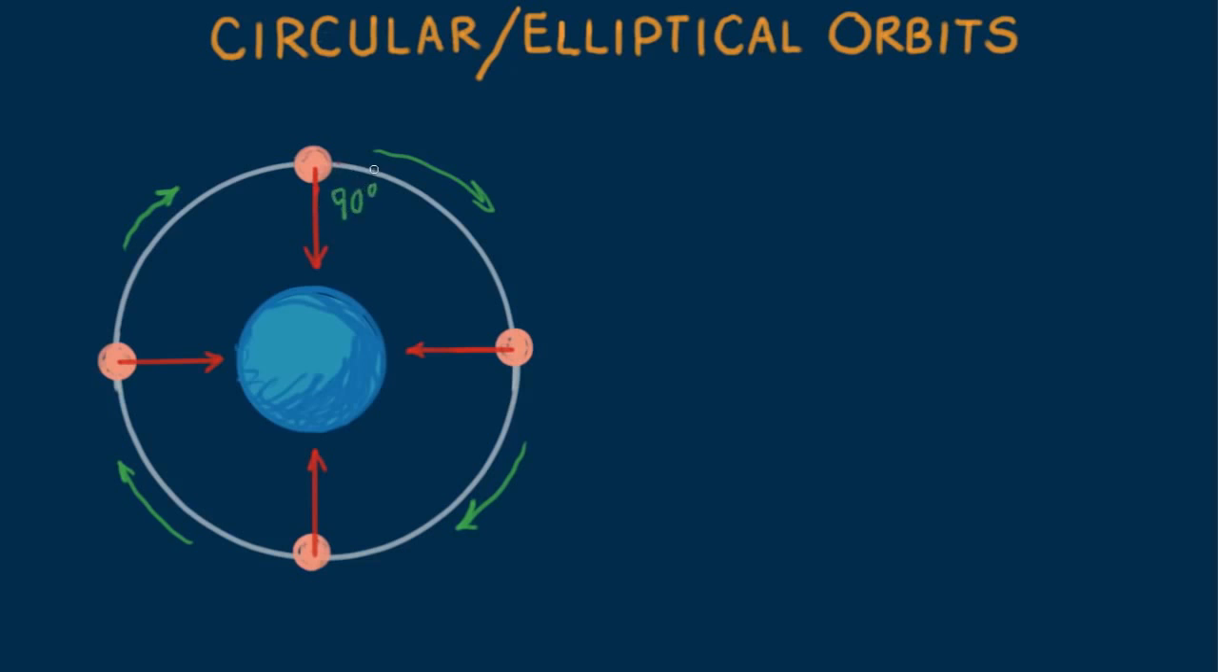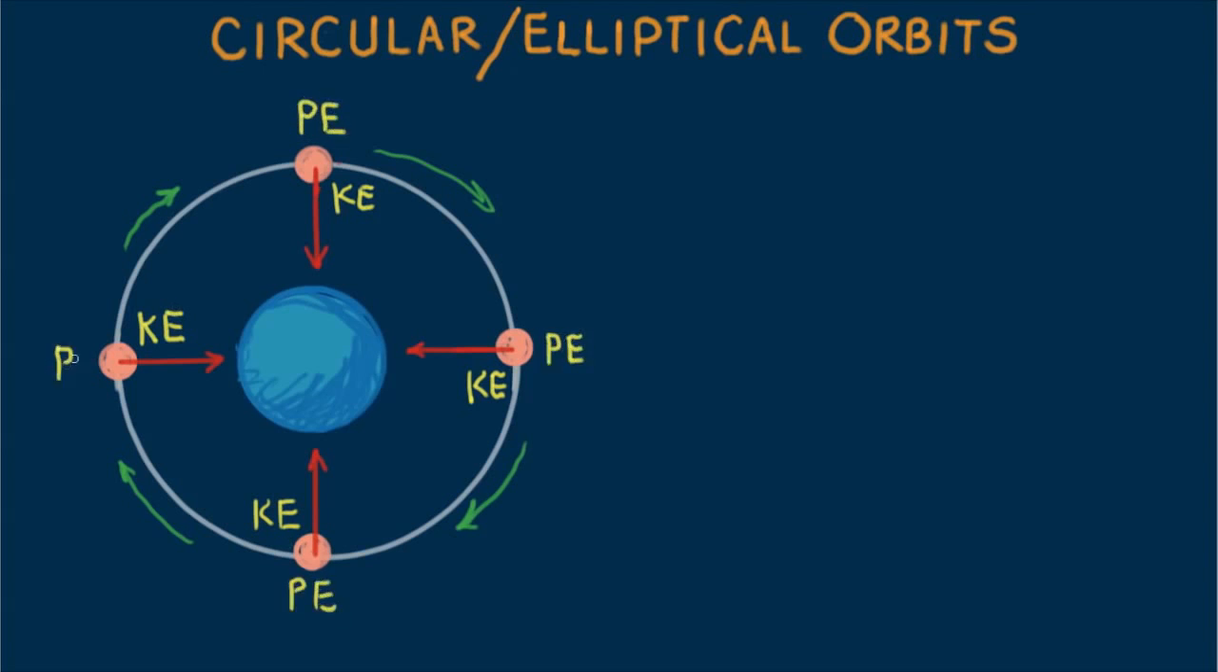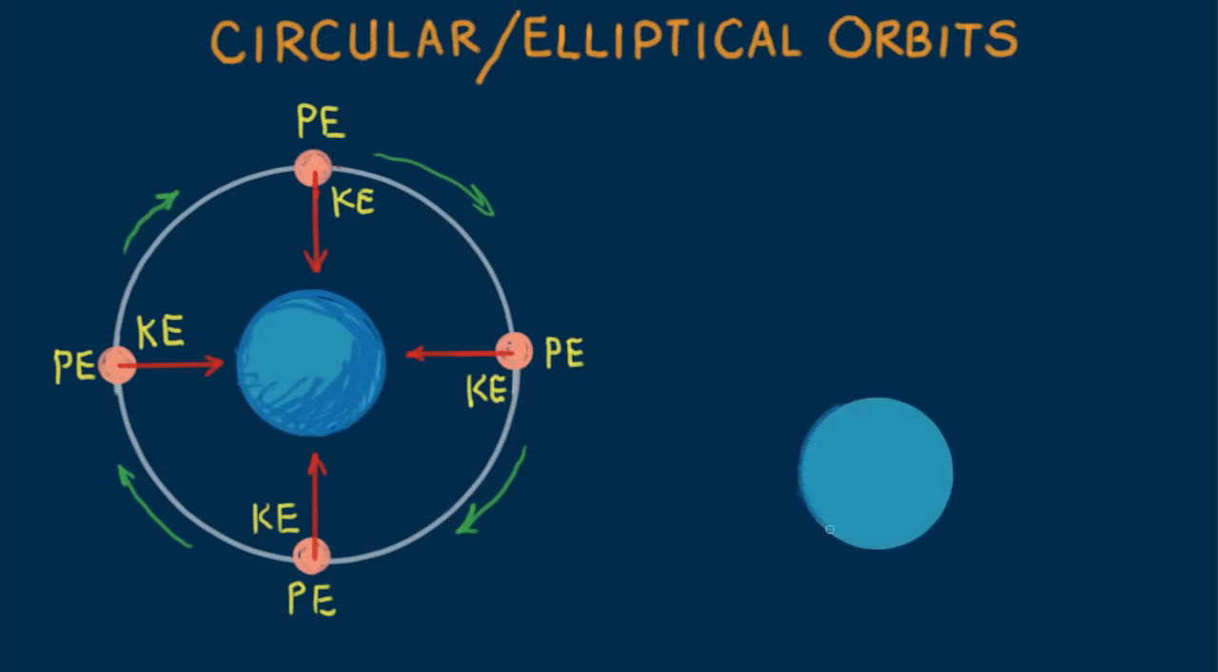The 90-degree angle means there's no component of force along the orbital path, which further means no change in speed. From an energy standpoint, that means no change in kinetic energy. And since distance remains constant, no change in potential energy. So both kinetic energy and potential energy are constant all along the orbital path. So a satellite in circular orbit effectively coasts at an unchanging speed all the way around and around and around.